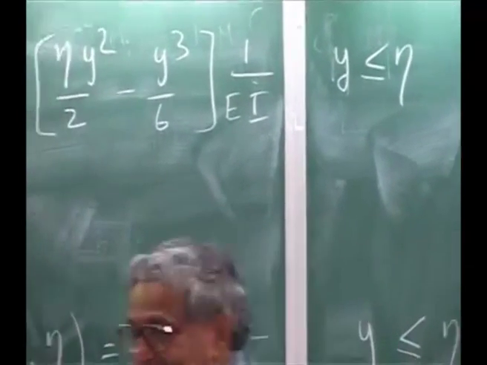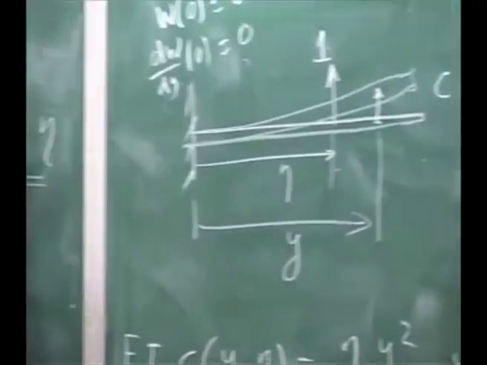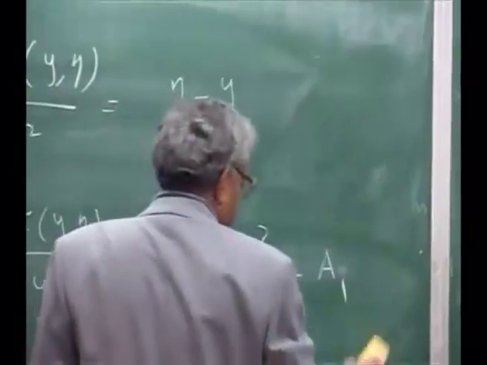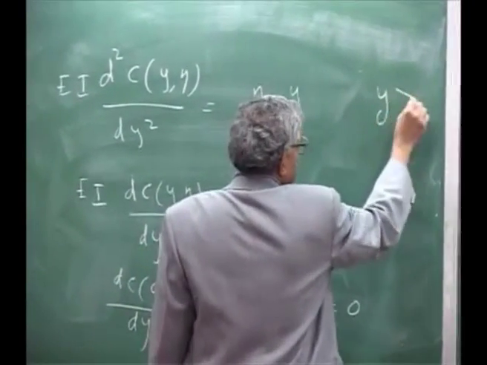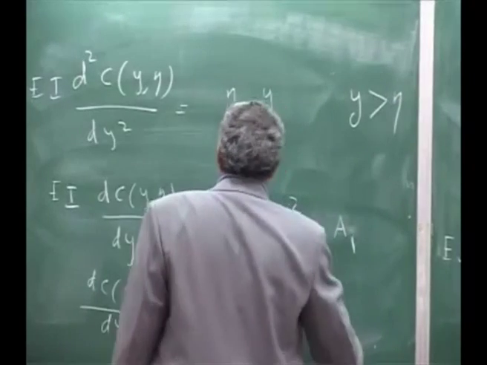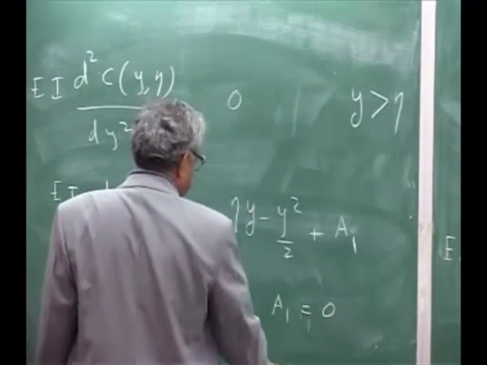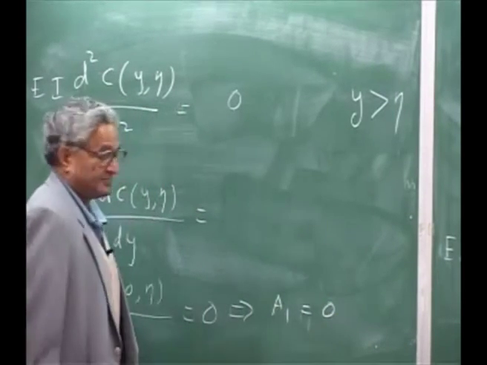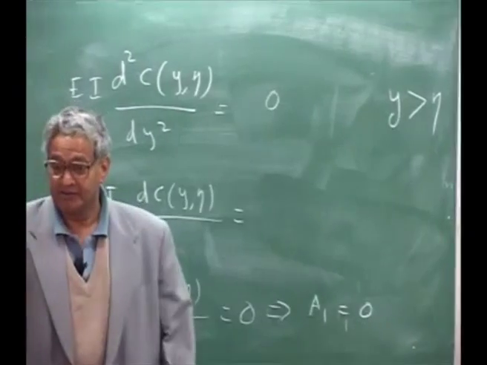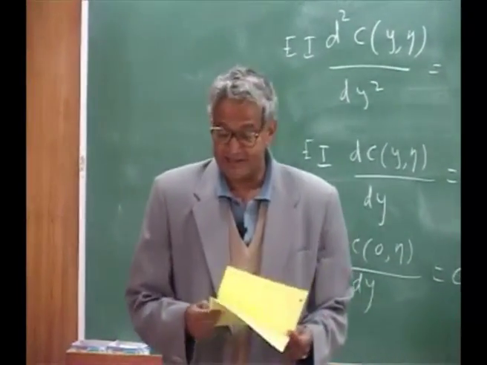All right. Now let us go and do the other part, the second half where y is greater than eta. The bending moment is 0. So I will have now what? I will have a constant.